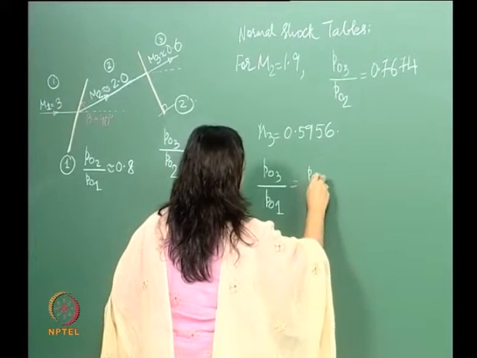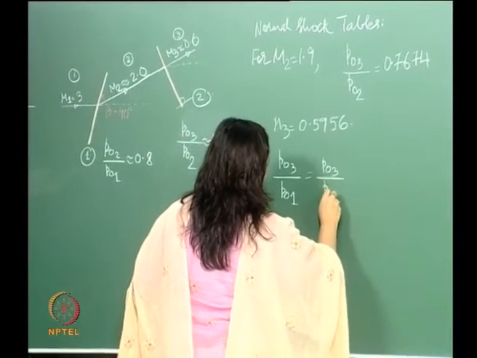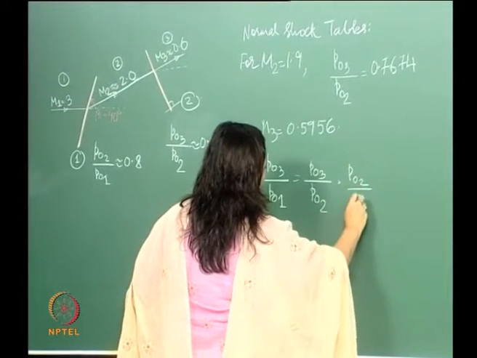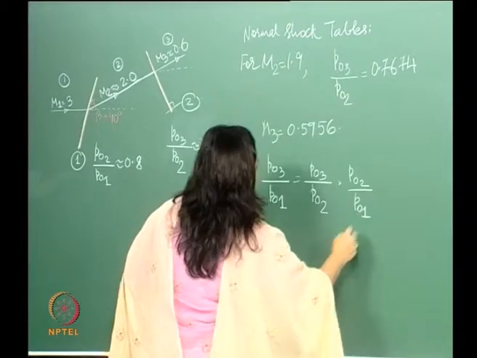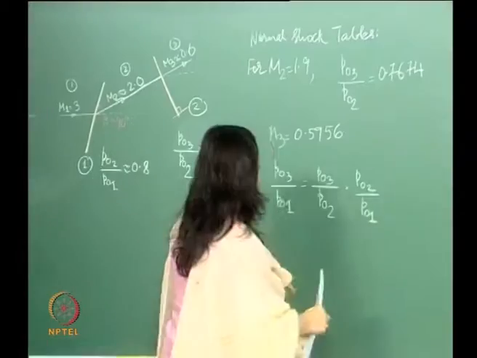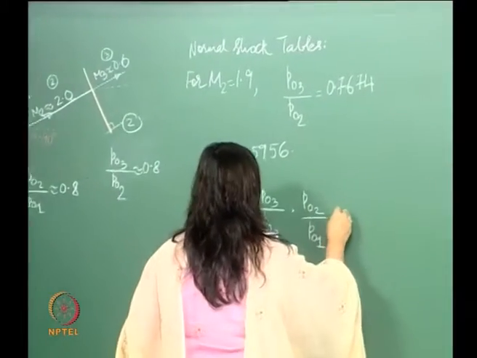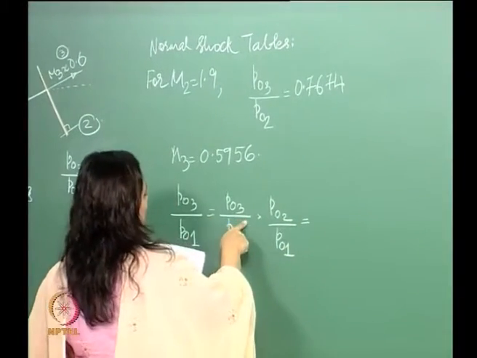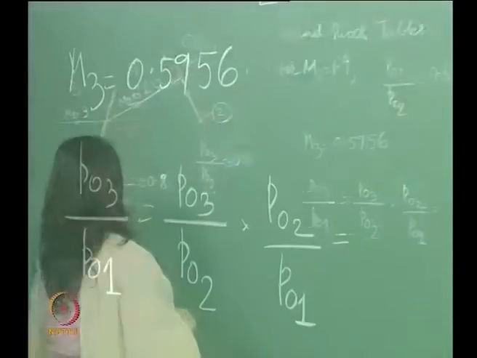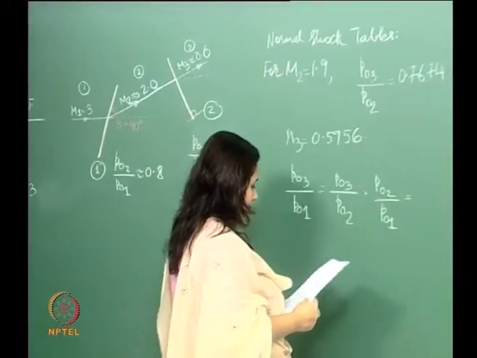So what we'll do is, okay, that's just some elementary clever math. Okay, so once you do that, we've got the values for both of these. P03 by P02 is here. P02 by P01 is what we've calculated earlier, right?